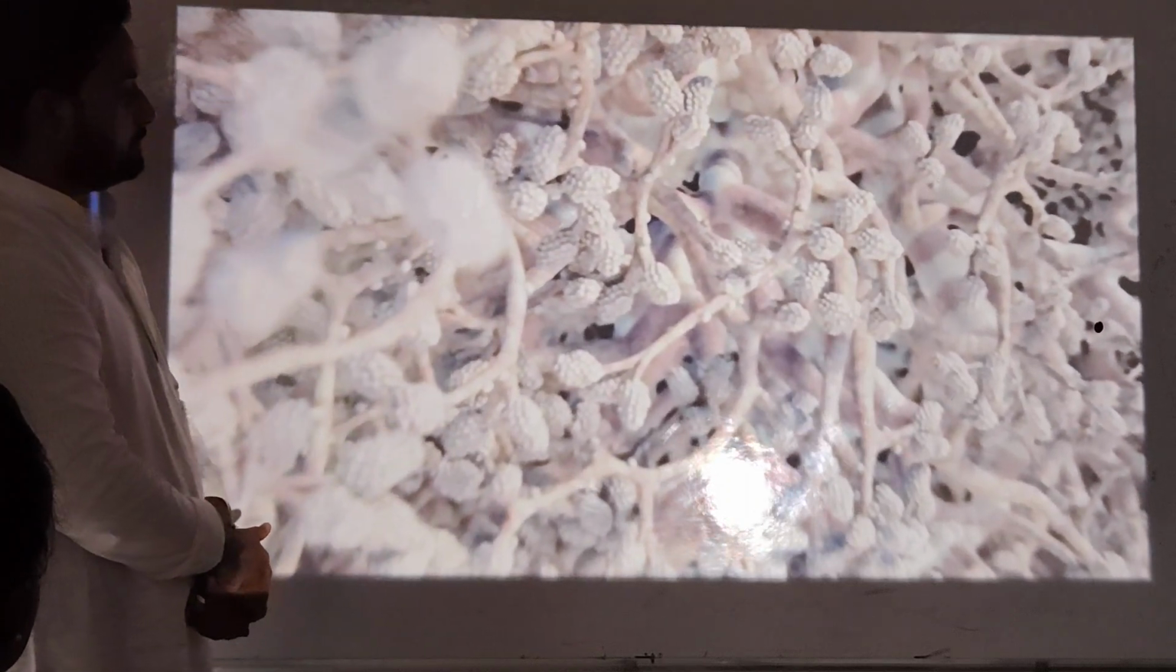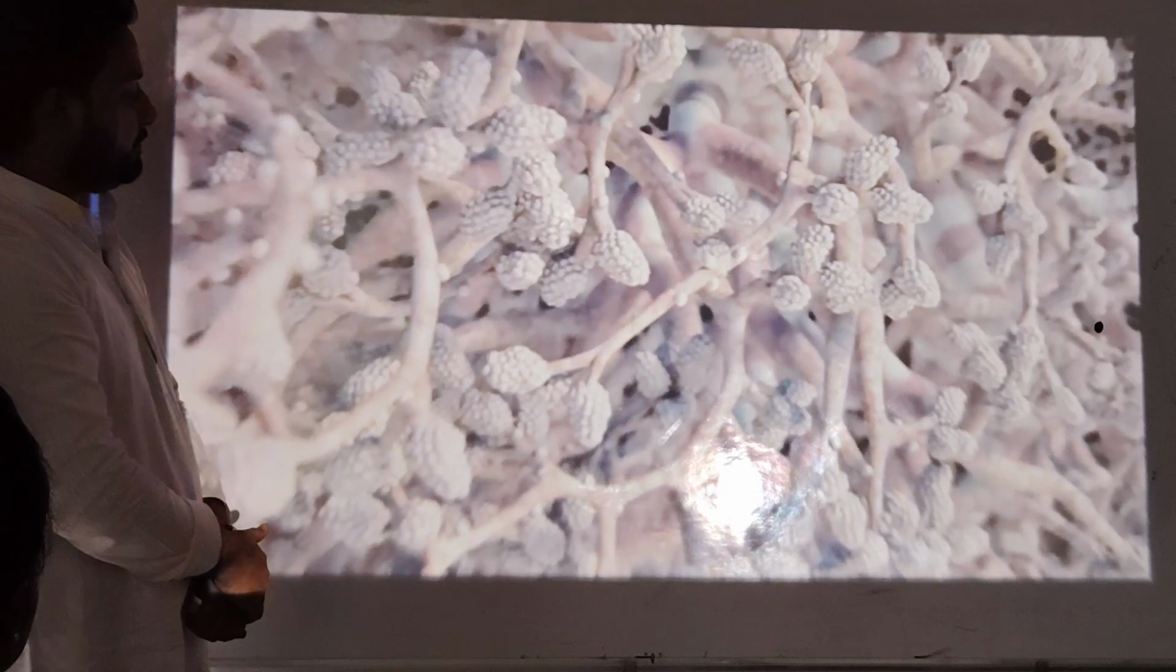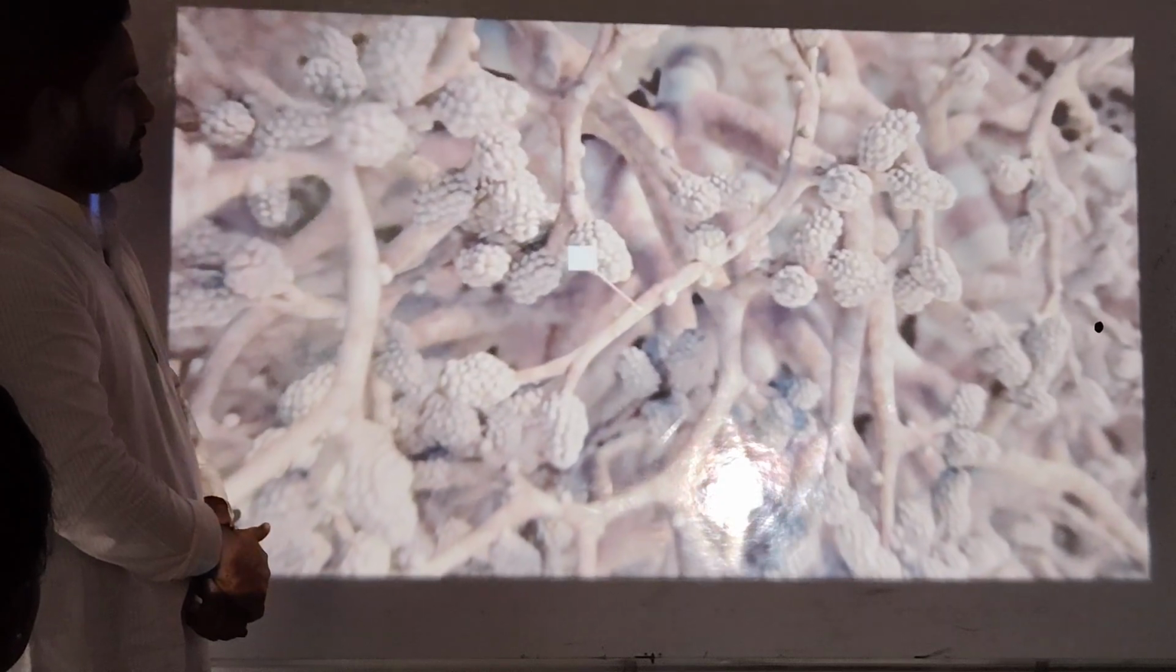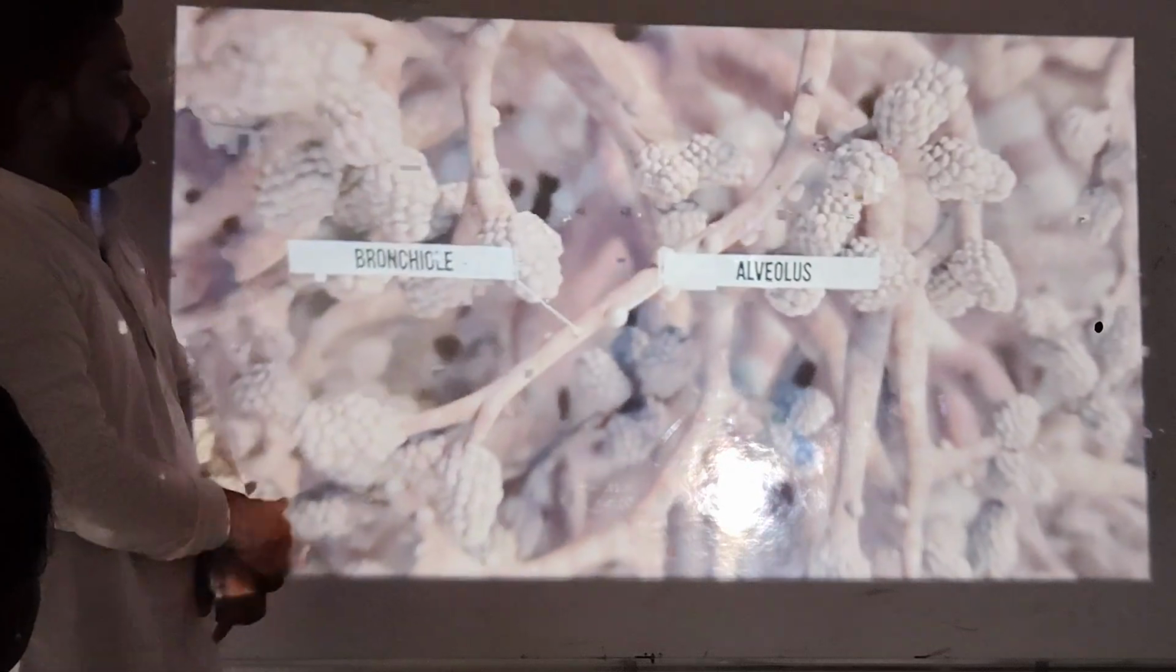Large branches with cartilage are called bronchi. Thin branches at the end of a bronchial tree are called bronchioles. Instead of cartilage, bronchioles are surrounded by elastic fibers and smooth muscle.